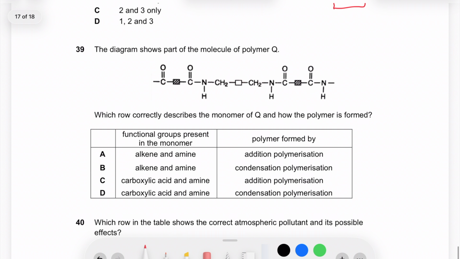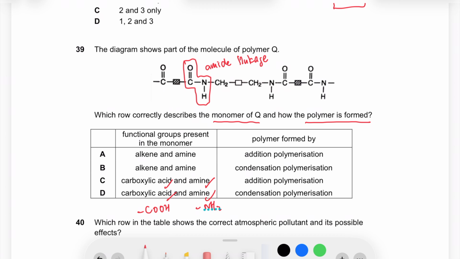39. So which row correctly describes the monomer of Q and how is it formed? Okay, so one look at it, you can tell this is your amide linkage. So functional groups present in a monomer. So to form amide linkage, you need a dicarboxylic acid and a diamine. Okay, meaning you need an NH2 and then you need a COOH. Okay, and in the process they will remove water, so it's a condensation polymerization. So answer is D.